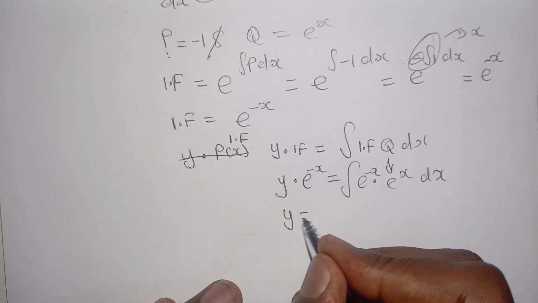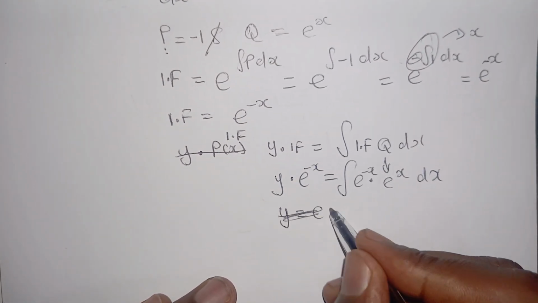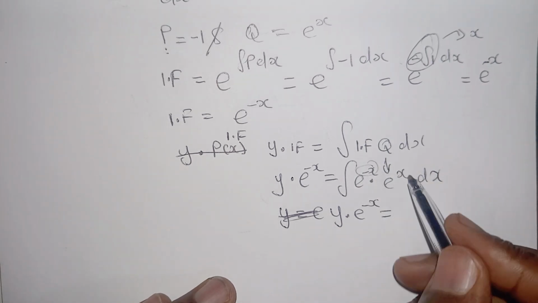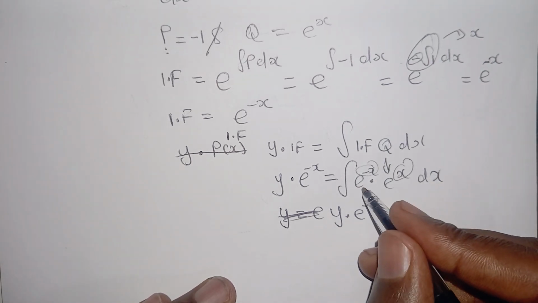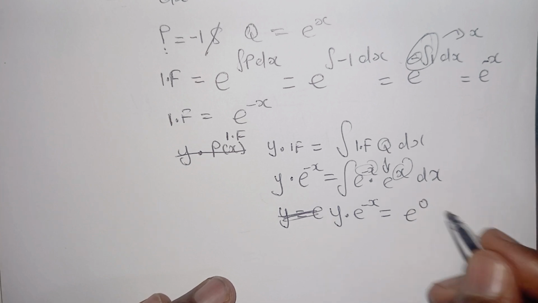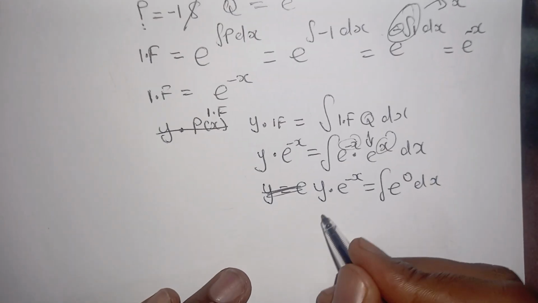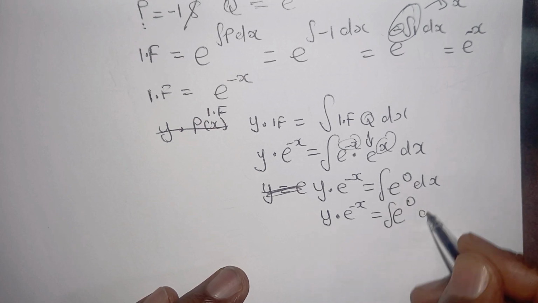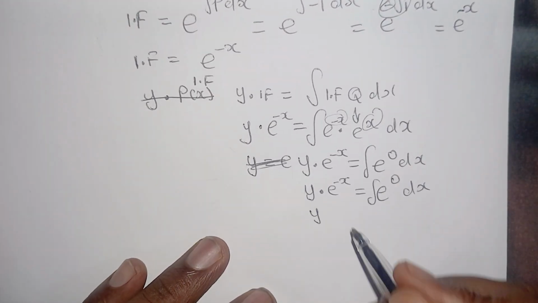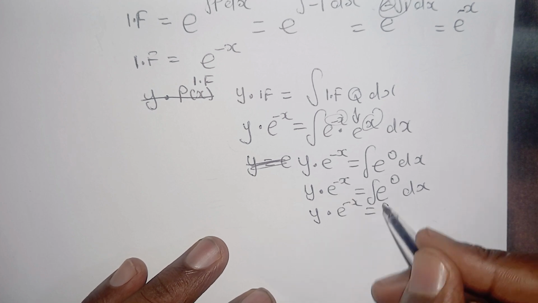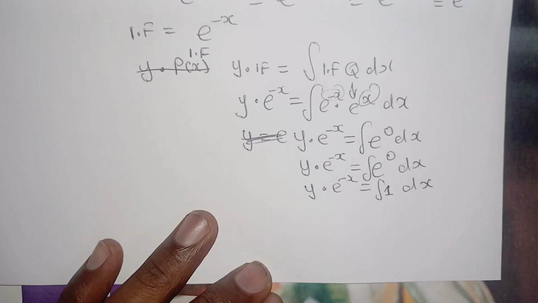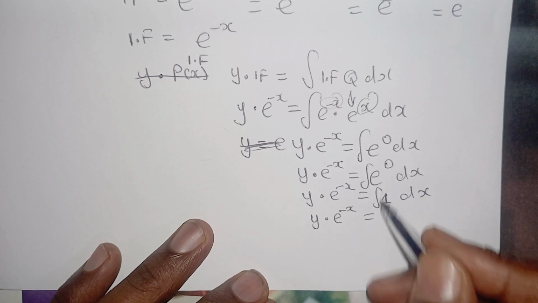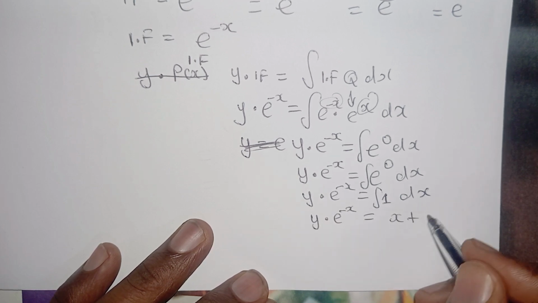Now, y multiplied by the integrating factor is equal to the integral of, we have to add the exponents. So -x plus x is 0, dx. Now this is just 1. Anything to the power 0 is 1. So ∫1 dx. We have to integrate. So it's just y, then the integration of 1 is x plus c, right?